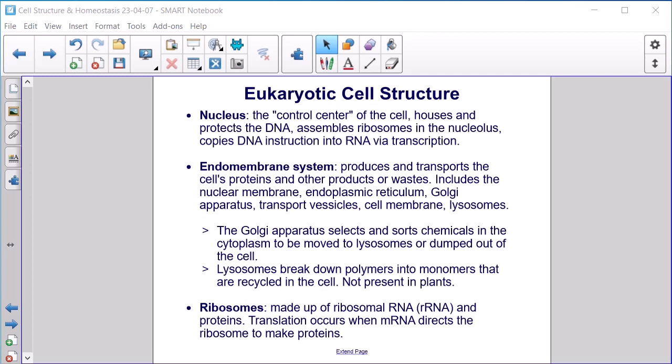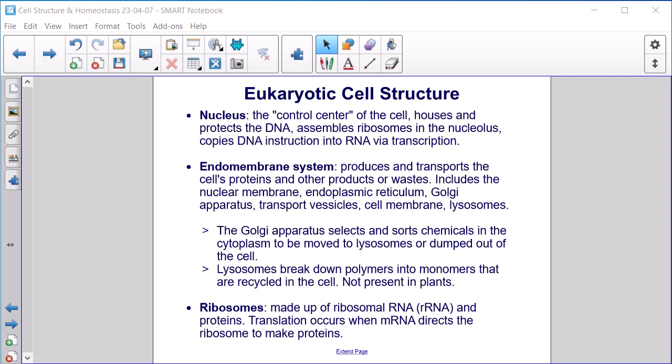Eukaryotic cell structure. Nucleus. The control center of the cell houses and protects the DNA, assembles ribosomes in the nucleolus, and copies DNA instructions into RNA via transcription. The endomembrane system produces and transports the cell's proteins and other products or wastes. It includes the nuclear membrane, endoplasmic reticulum, Golgi apparatus, transport vesicles, cell membrane, and lysosomes.